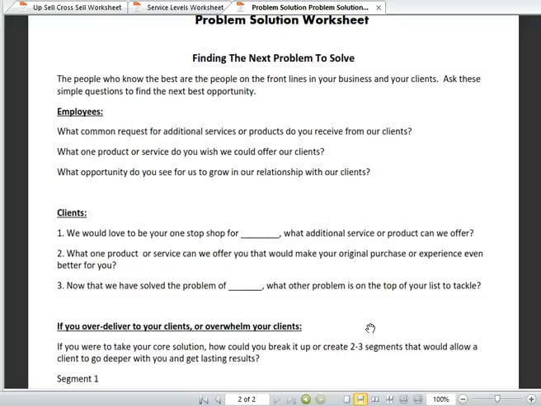And what opportunity do you see for us to grow? You can ask, if we were going to be your one-stop shop for auto body parts, what additional service or product can we offer you? What would make your original purchase or experience seem even better? What did you wish you had? Help us help you in that kind of case.